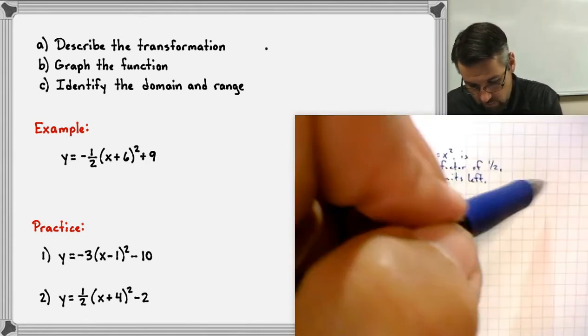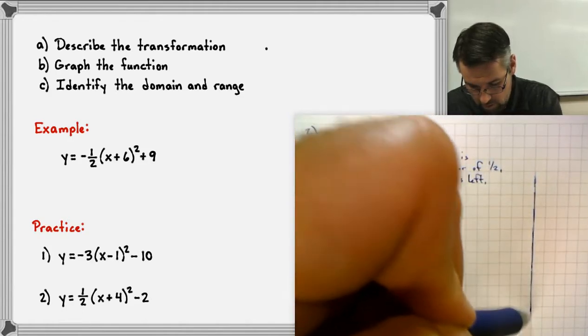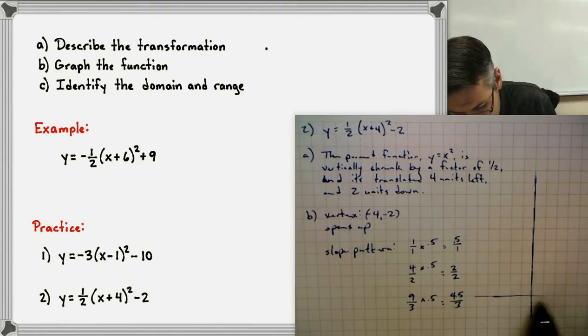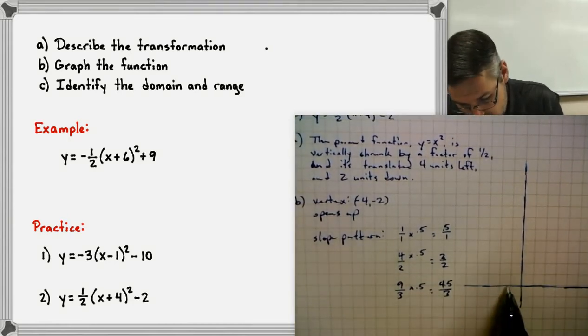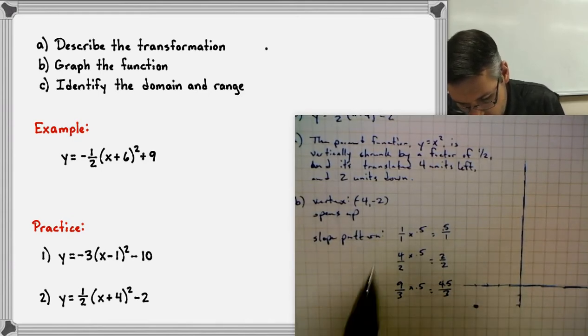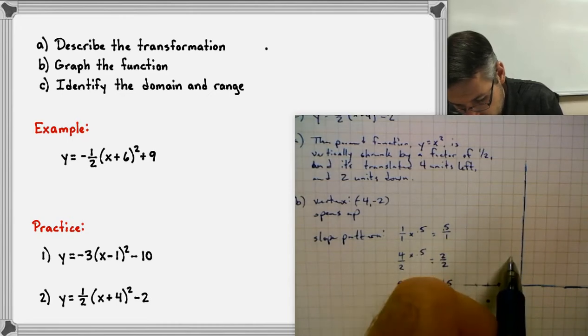Let's see, (-4, -2), opening up. So we have our xy plane. (-4, -2) means back 4, down 2. So there's our vertex. Following that slope pattern, we're going to go up 1/2 over 1 from the vertex, again up 2 over 2, and from the vertex up 4.5 over 3.